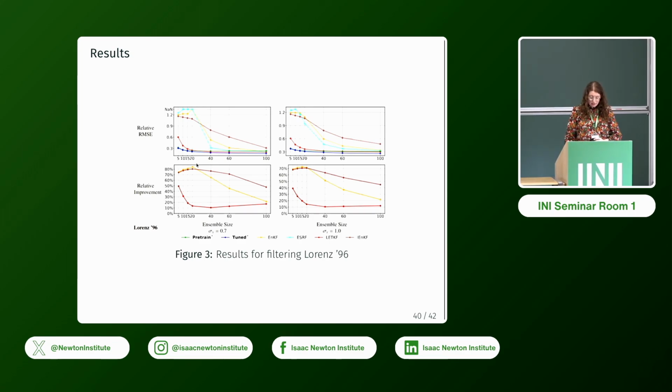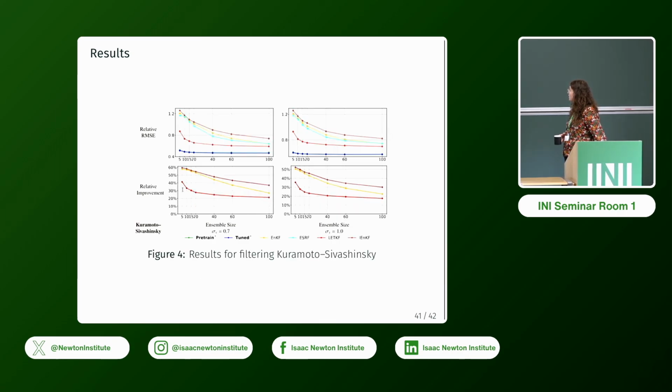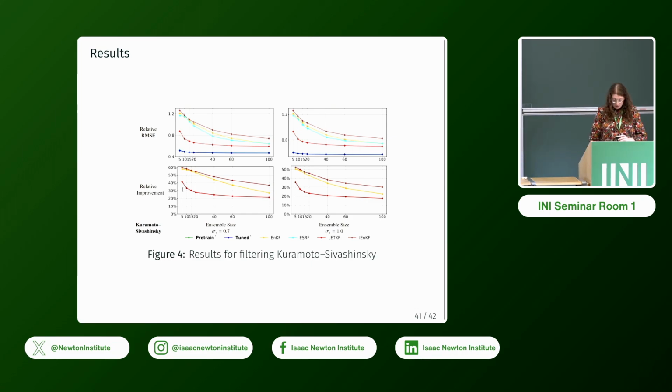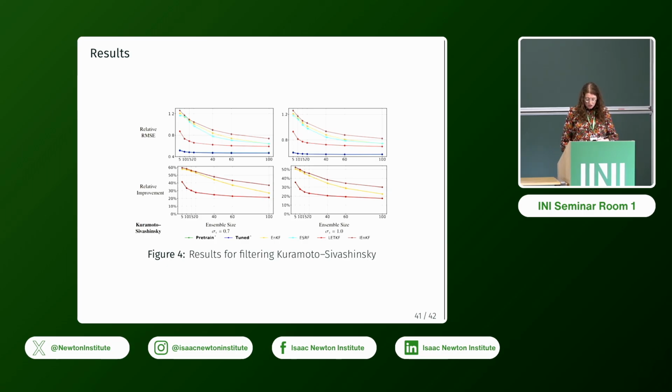And so here we have the root mean squared error as a function of the ensemble size, and we see a significant improvement over the LETKF. At the smaller ensemble sizes we have improvements of up to 40% in this relative squared error. So that's quite nice. We also have similar improvements for the Kuramoto-Sivashinsky equation. So again, improvements of up to 40% for the small ensemble sizes. So that's pretty good.